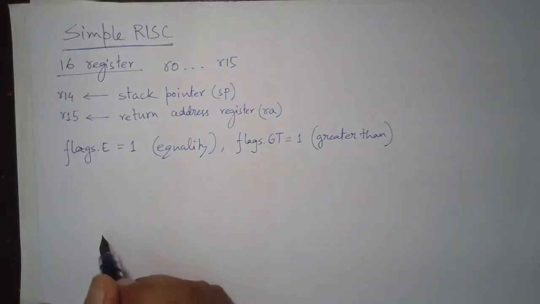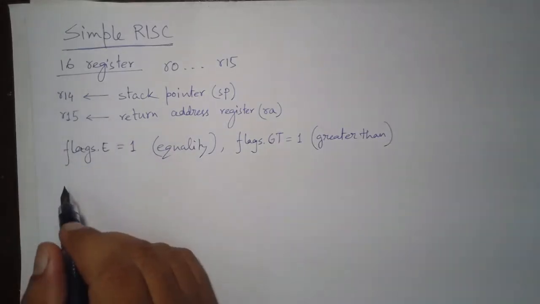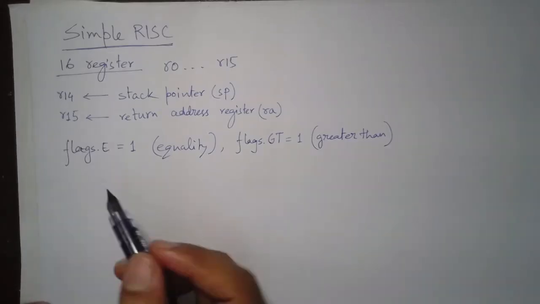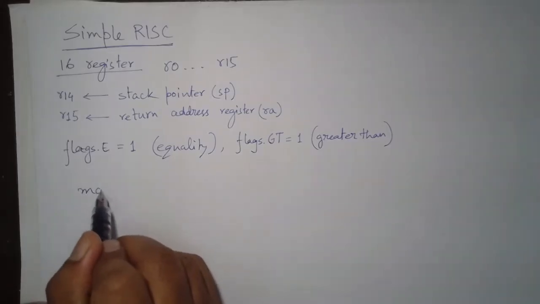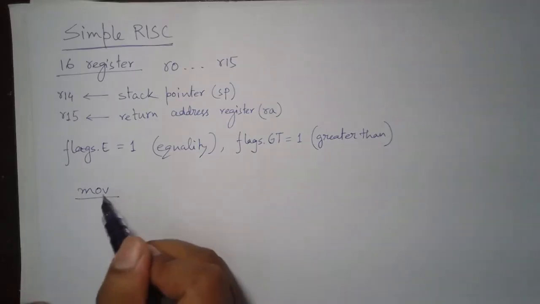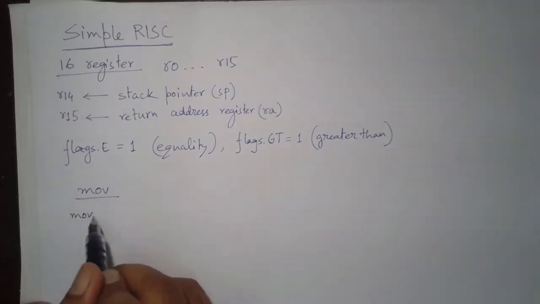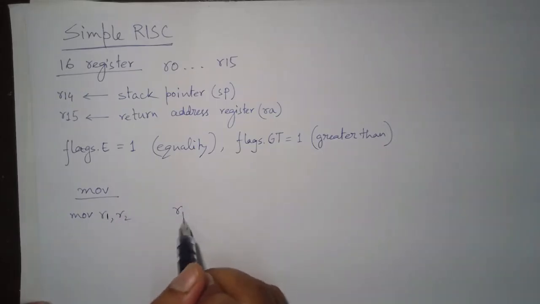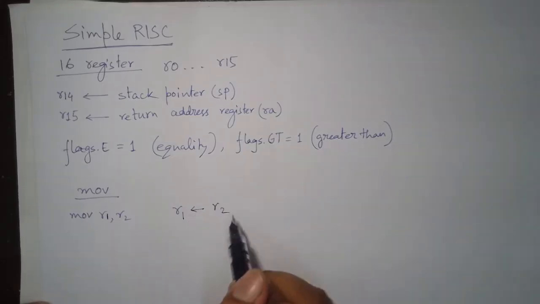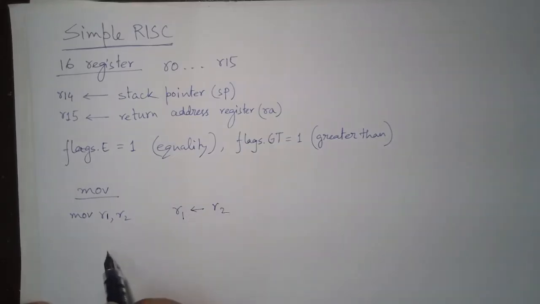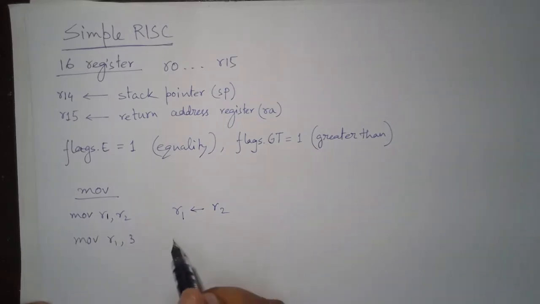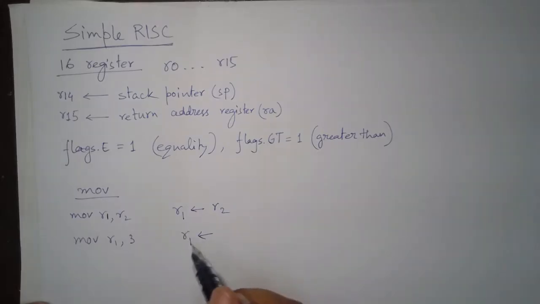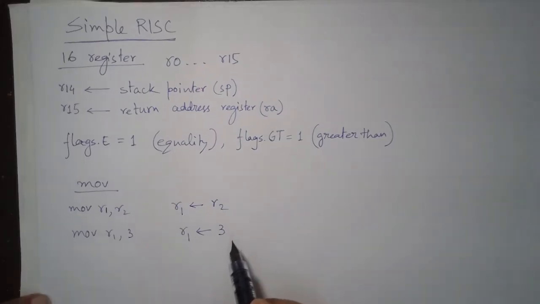Now, what kind of instructions should our simple RISC have? We can start with very basic instructions like the data movement instructions, like move. So the instruction move R1, R2 implies that the value of R2 should be loaded into R1. Similarly, if I write move R1 with an immediate value, then it implies that R1 should be loaded with this immediate value 3. Okay.